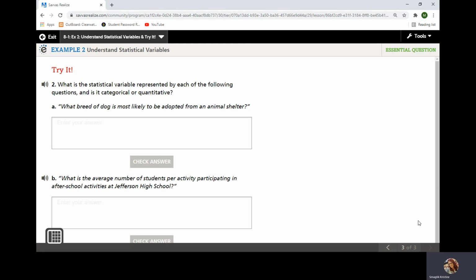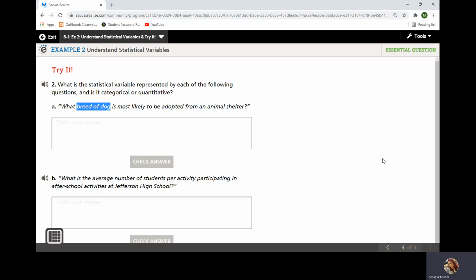And now let's take a look at our try-its. And again, you might want to pause the video, see if you can answer these questions on your own, and then come back and check. So what breed of dog is most likely to be adopted from an animal shelter? So the statistical variable is right here, breed of dog. And that would fall into a category.